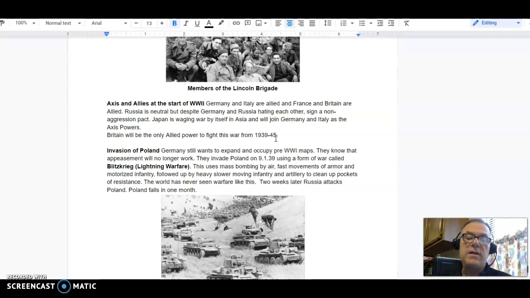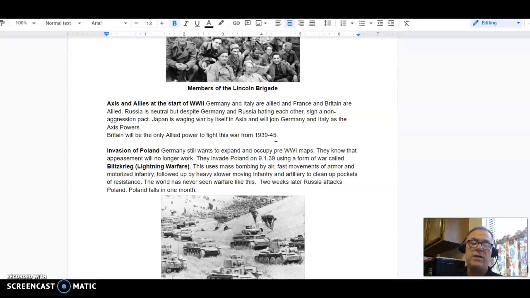And what that does is it clears Germany. They don't have to worry about Russia, and Russia doesn't have to worry about Germany. And Germany knows they can no longer get anything by appeasement. So Germany goes to war, and they attack Poland on September 1st, 1939, in what's called Blitzkrieg, or lightning warfare.